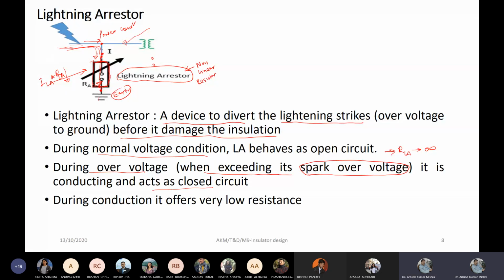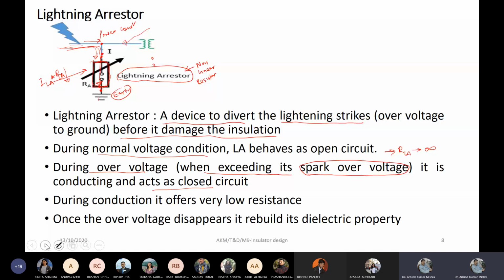This must be a nonlinear resistor. The behavior of the nonlinear resistor is usually that as the current increases through it, its resistance goes on decreasing and decreasing. I will come to this just now.